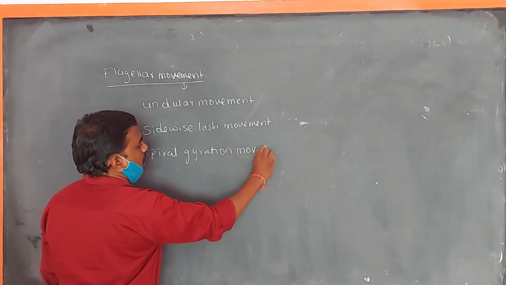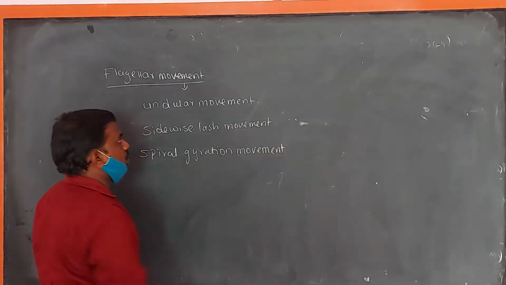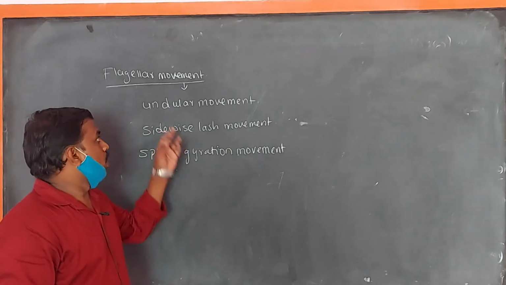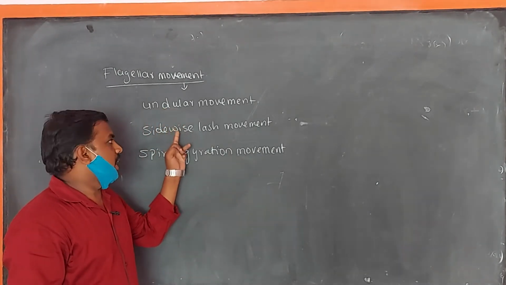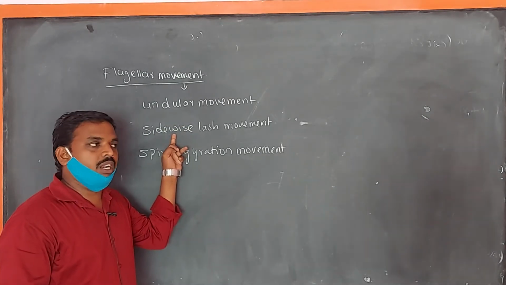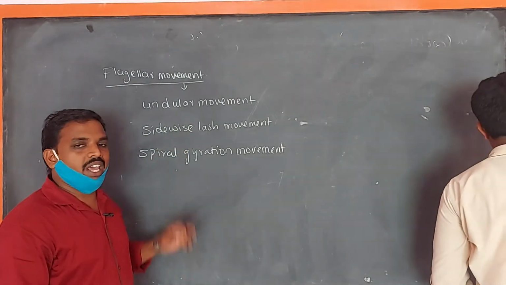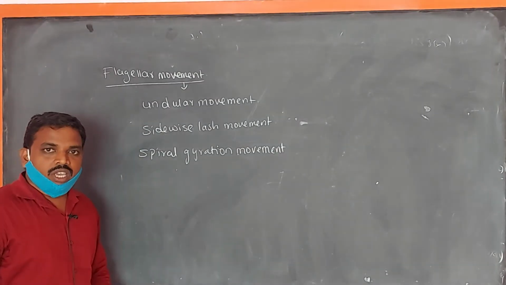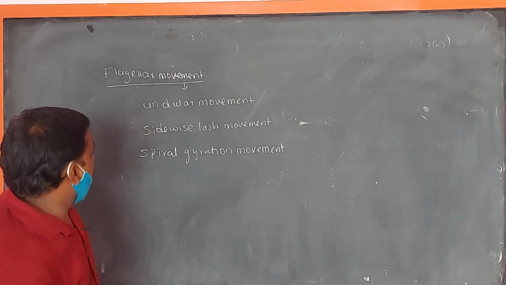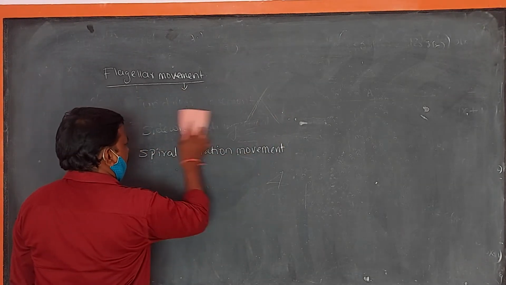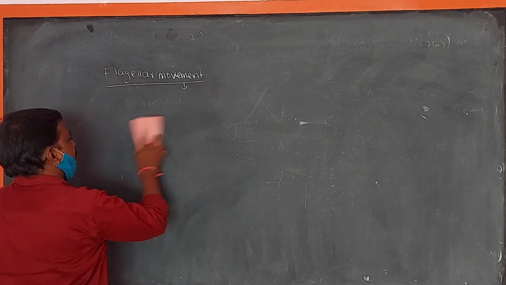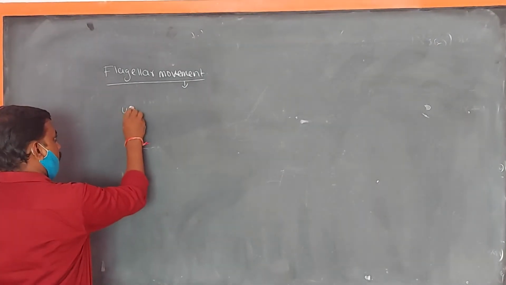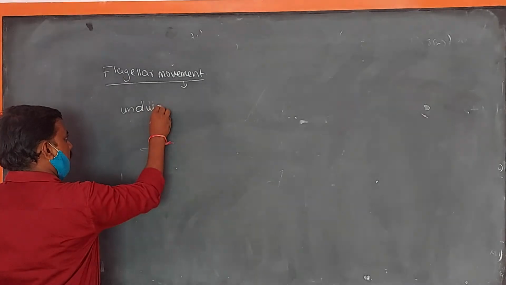So the flagellar movements are classified into three types of movements. One is the angular movement, the second one is the sidewise lash movement, and the third one is the spiral gyration movement. Let's discuss the angular movement first.